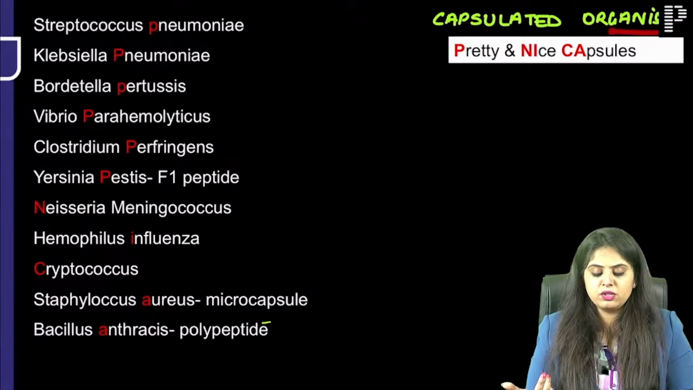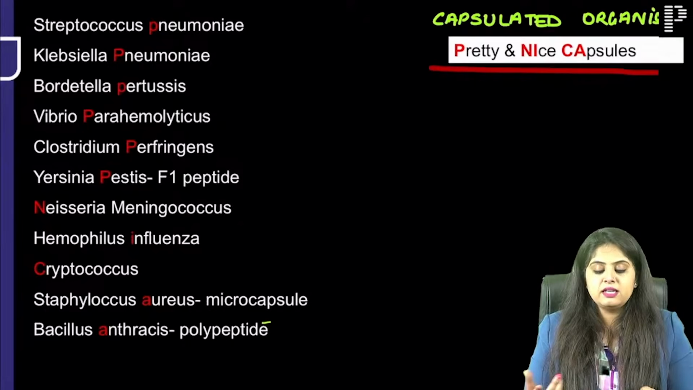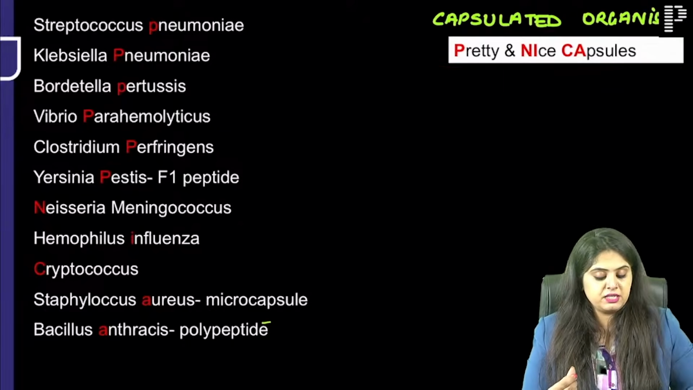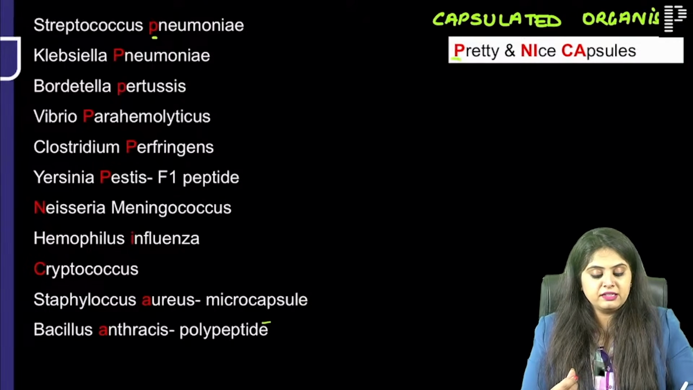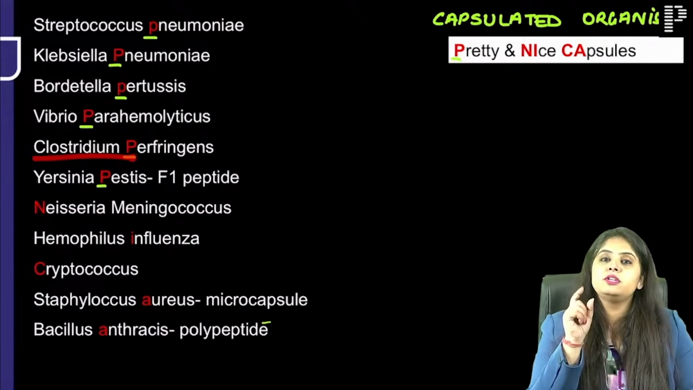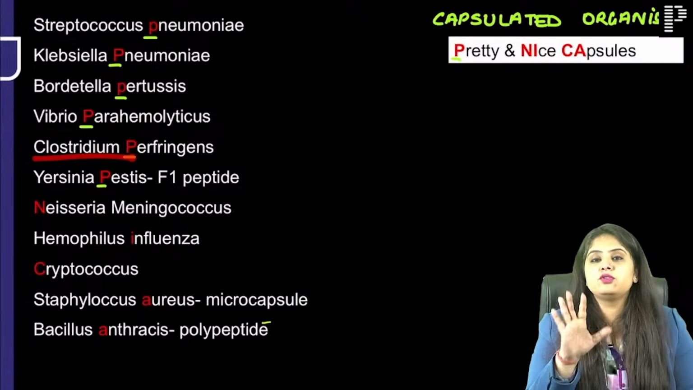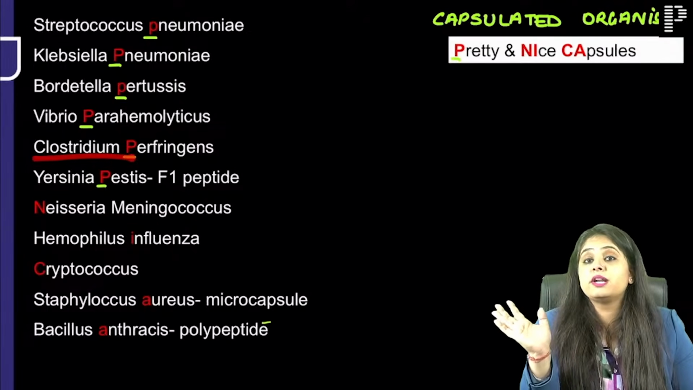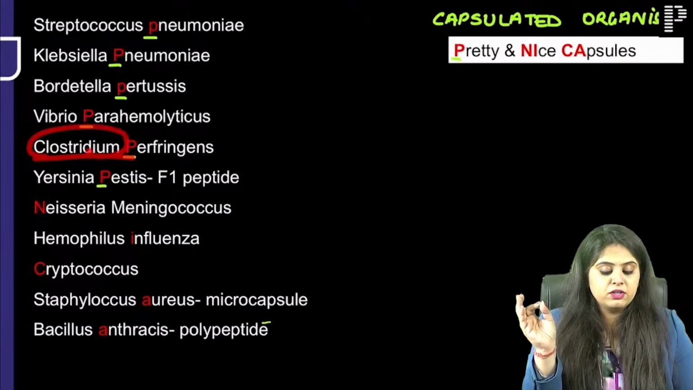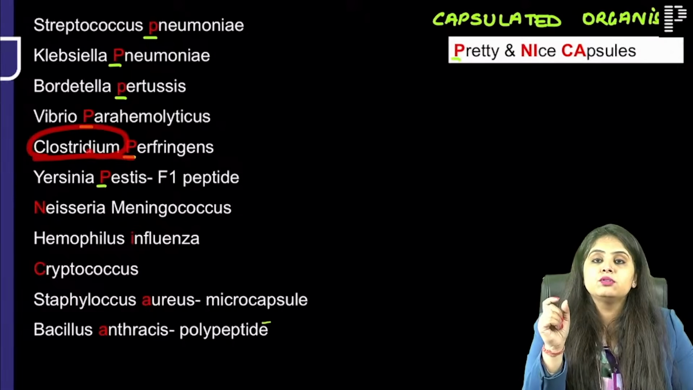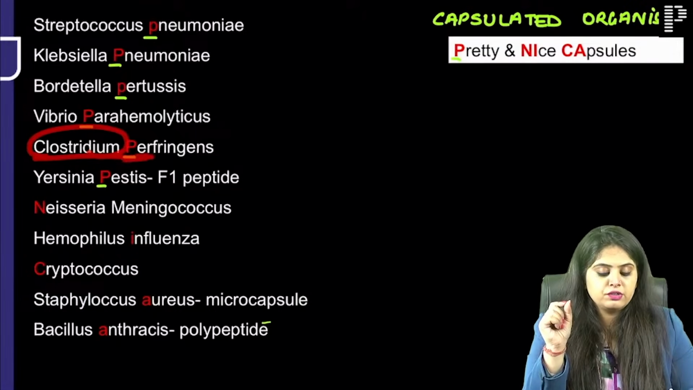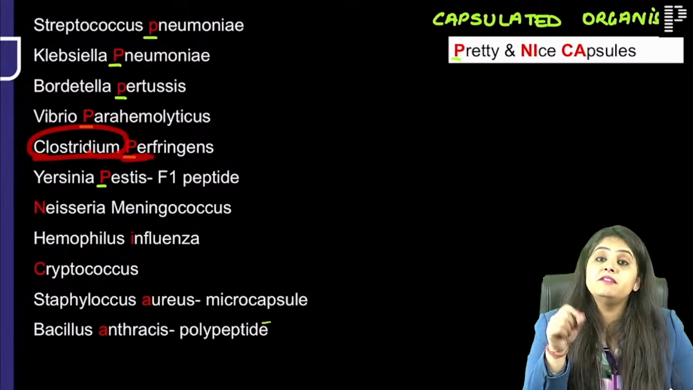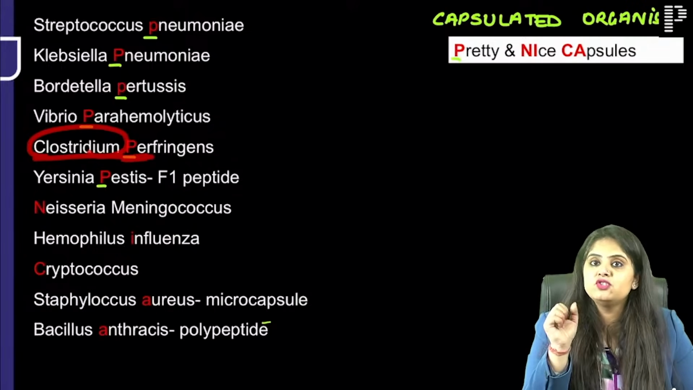So if I ask you which are all the capsulated bacteria, they are learnt as pretty nice capsules. Pretty means all the P's. I can see a lot of P's written over here. Now I'll give you a way of learning this. Have you heard of Clostridium? So many Clostridium are there. At least all of you have heard of Clostridium tetani, which causes tetanus. Does tetani have a capsule? No. Which is the Clostridium that will have a capsule? The P one. Perfringens has a capsule.